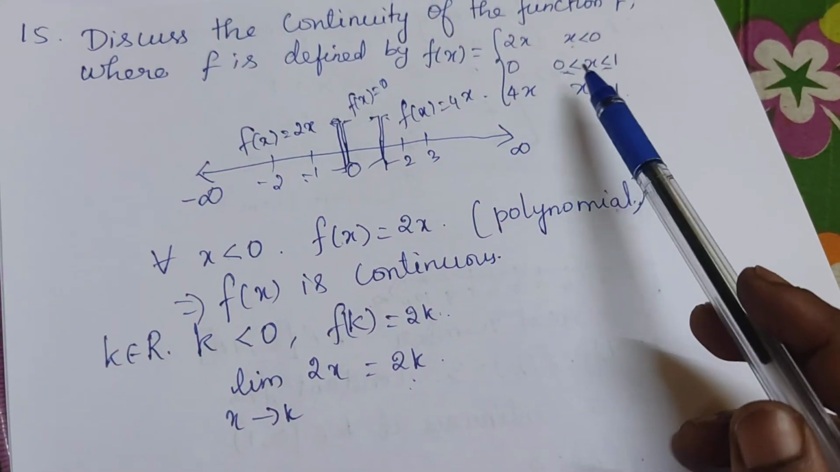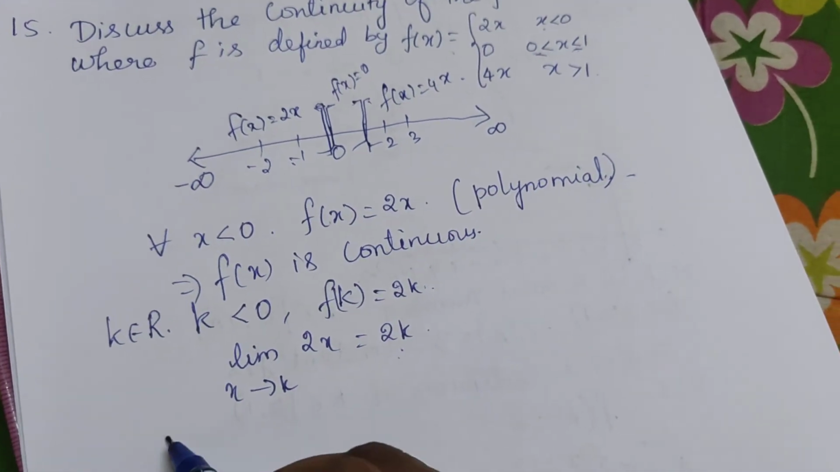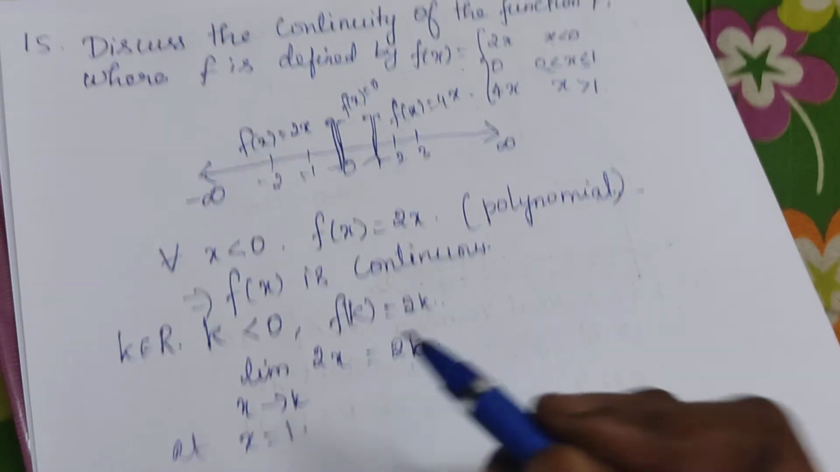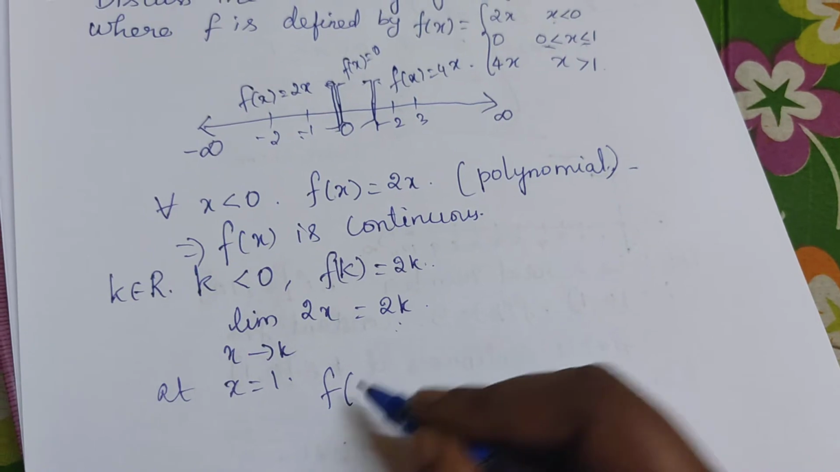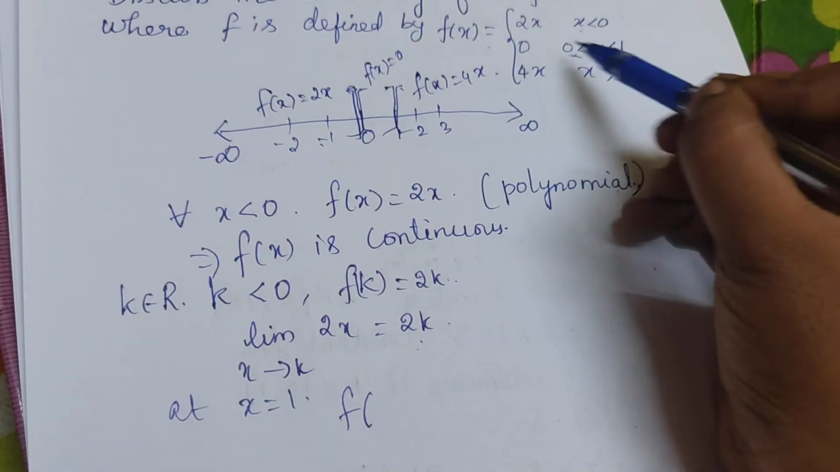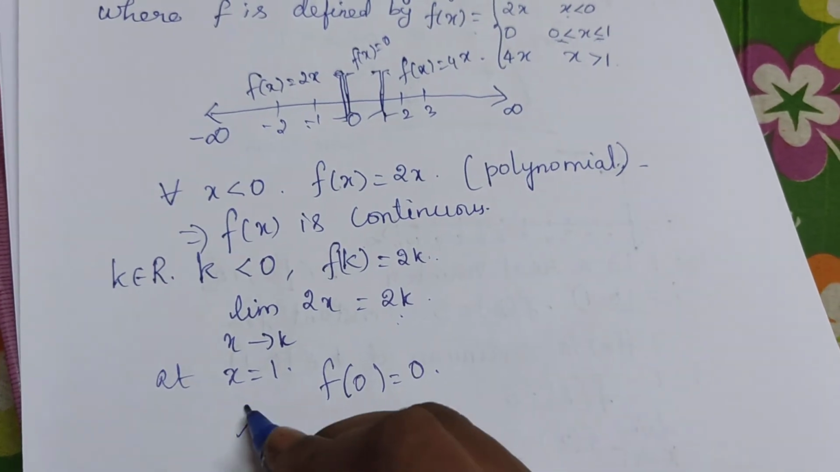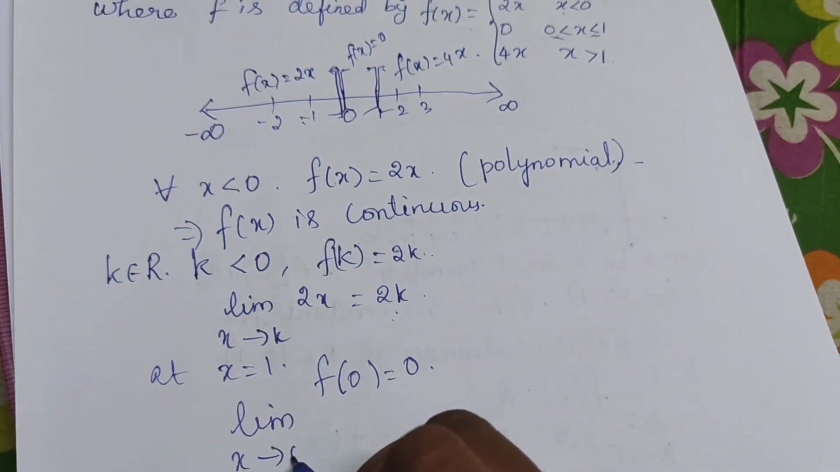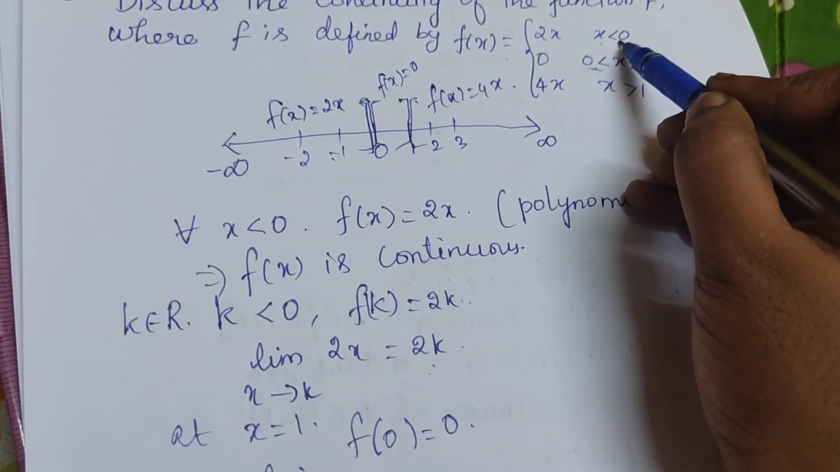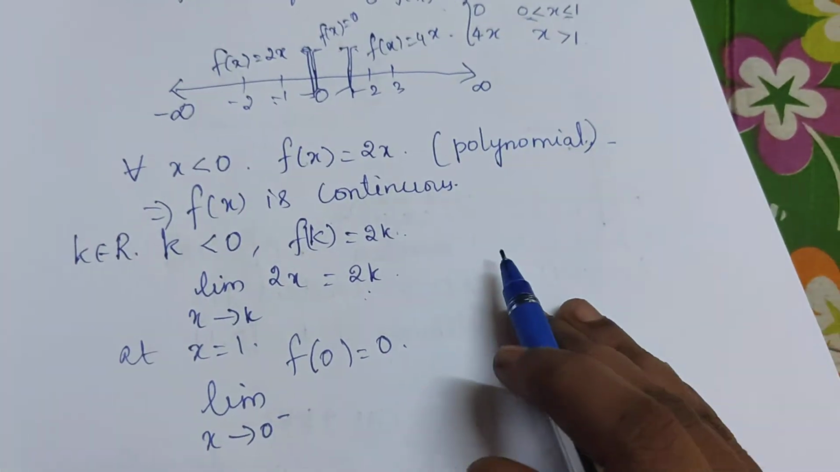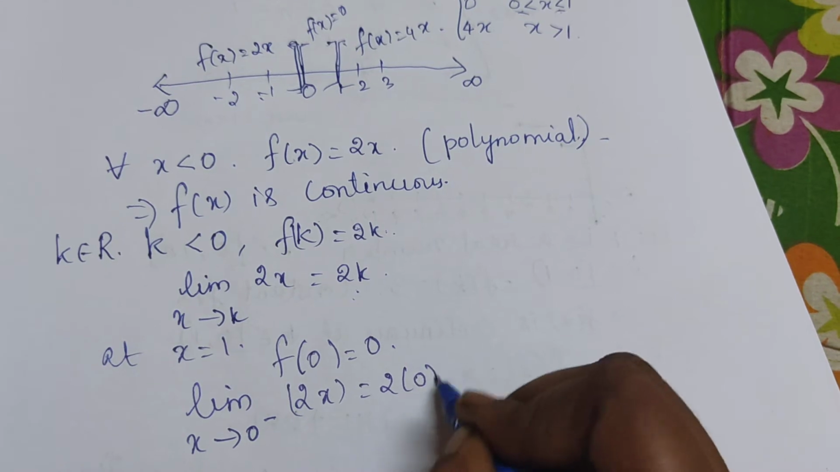Now we will check the continuity of the function at x equal to 0. At x equal to 0, the functional value is 0. F of 0 is 0. Now we'll see the left hand limit. Limit x tends to 0 from the left hand neighborhood. In the left hand neighborhood, the function is 2x. The function has been defined as 2x. So we'll get 2 into 0, which is 0.